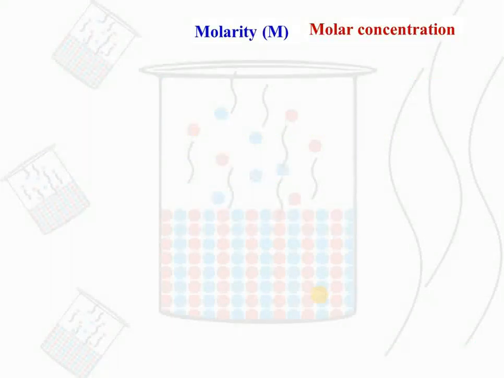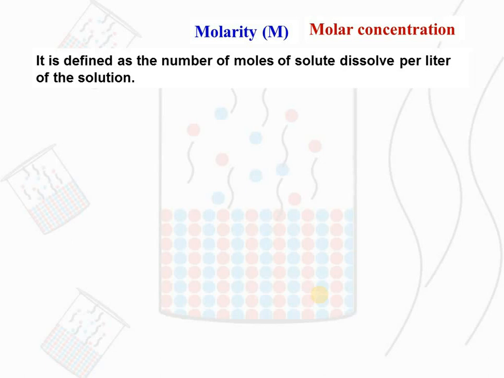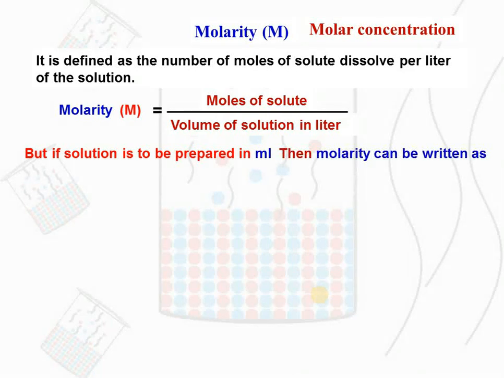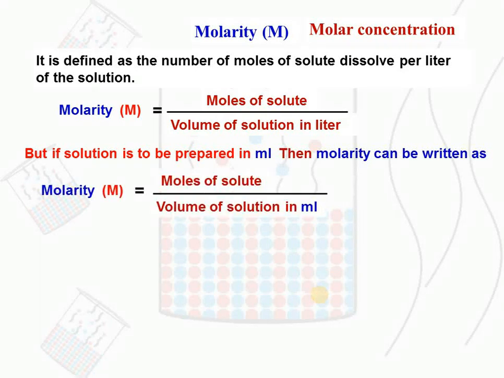Now molarity, also called molar concentration, is represented by capital M. It is defined as the number of moles of solute dissolved per liter of solution, or molarity M can be represented by the formula moles of solute divided by the volume of solution in liters. But most of the time when we are working in our chemistry lab, we usually prepare the solution in ml, because we are not going to make a large amount of solution, we have to prepare only a small amount. So if the solution is to be prepared in ml, then molarity can be written as moles of solute divided by volume of solution in ml.